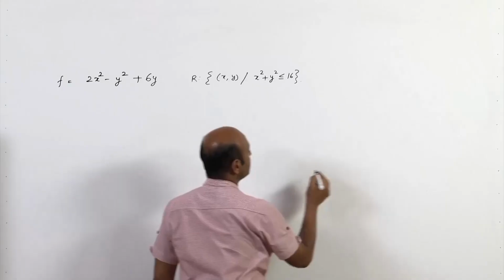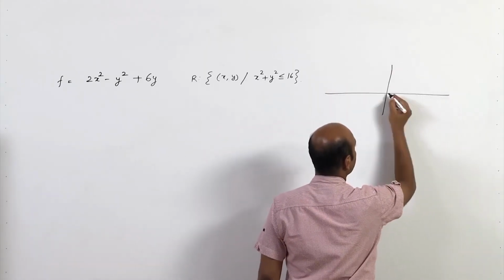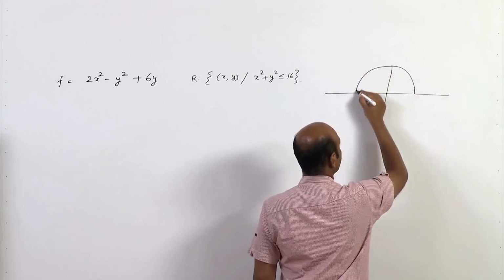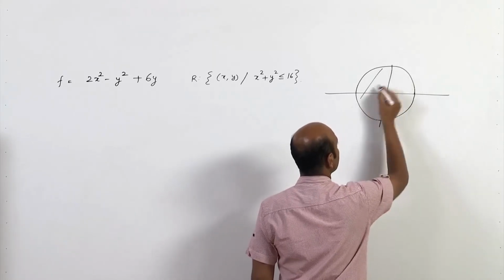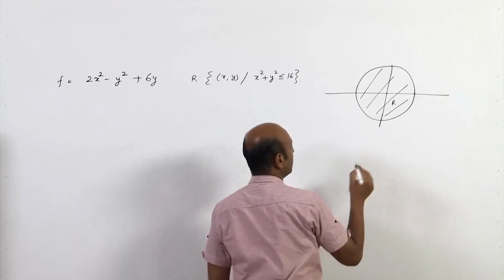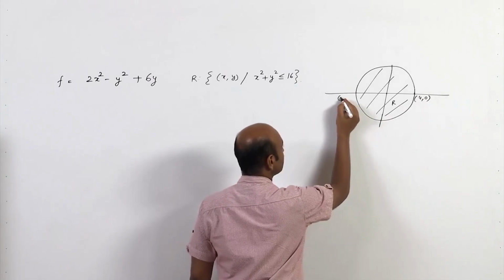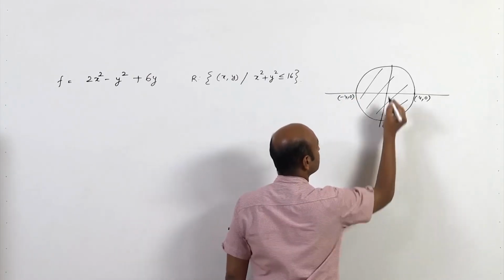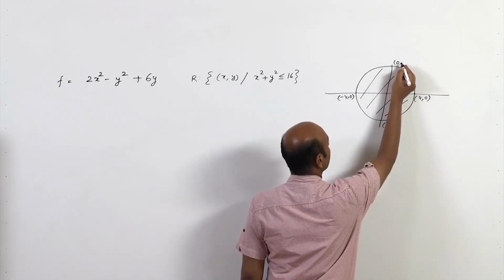So basically the region is a circle of center (0, 0) and radius 4. This is R, this region is R. This point is (4, 0), this point is (minus 4, 0), this point is (0, 4), and this point is (0, minus 4).